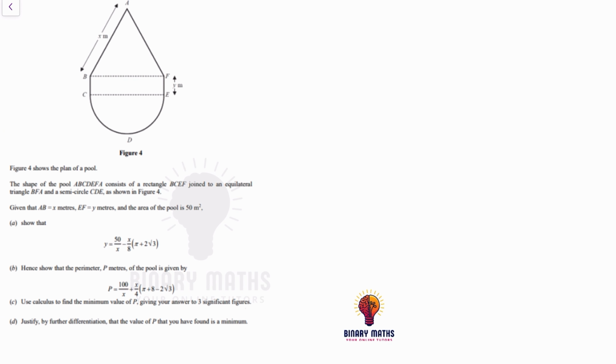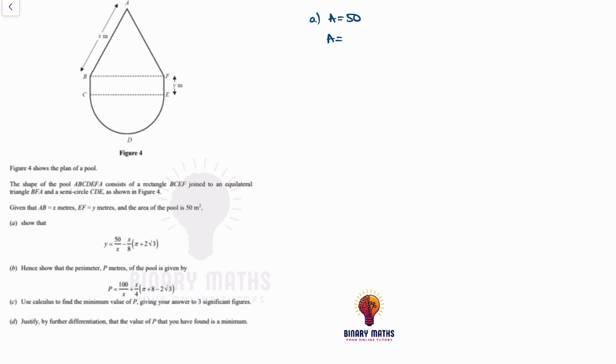Figure 4 shows a plan of a pool. The shape of the pool ABCDEFA consists of a rectangle BCEF joined to an equilateral triangle BFA and a semicircle CDE as shown in figure 4. Given that AB is equal to x and EF is equal to y meters and the area of the pool is 50, so A is equal to 50, that's the first thing we do know. Show that y is equal to the given expression. So A is equal to 50, but A is also equal to the area of all the sections added together.